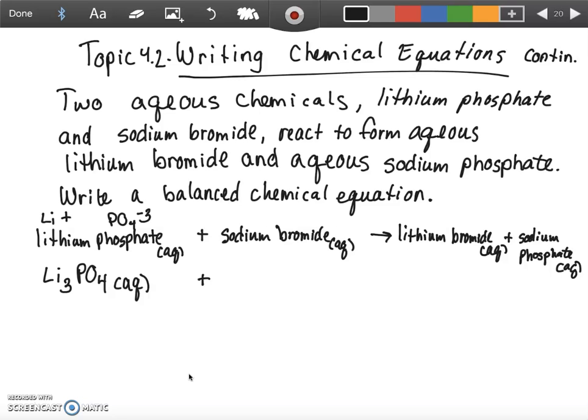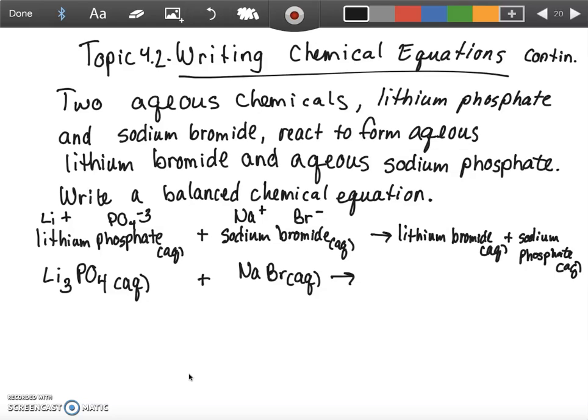Reacting with sodium bromide. Sodium has a 1+ charge. Bromine or bromide has a -1 charge. You should be able to get that from the periodic table. That's NaBr aqueous. Alrighty, and I know that lithium bromide and sodium phosphate are products because it says reacts to form aqueous lithium bromide and aqueous sodium phosphate.